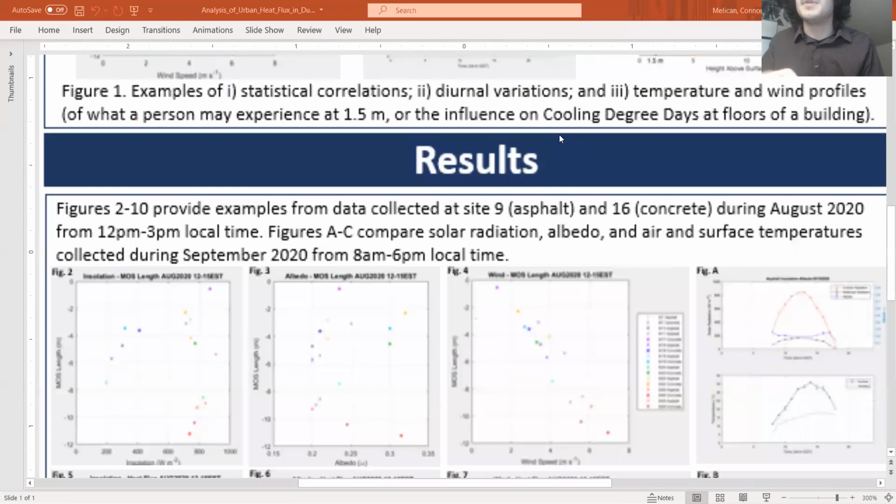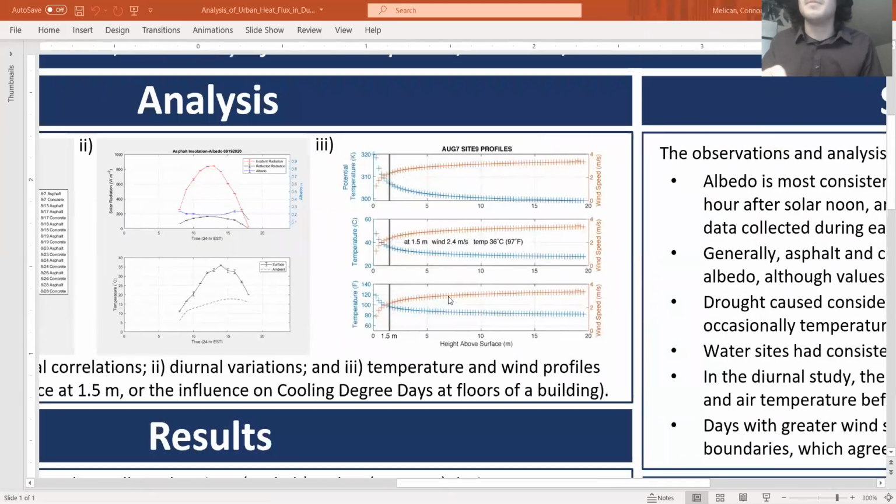To focus in on panel 3 of figure 1, this is just an example of the MATLAB generated wind and temperature profiles. This one's for August 7th at Hannaford's parking lot. It shows that the surface temperature was about 120 degrees Fahrenheit with 5-mile-an-hour winds. Just 5 feet above the ground, which is about the average height of a person, the air temp is about 97 degrees Fahrenheit, while the reported air temp for that day was 82 degrees Fahrenheit. So you can see a significant temperature difference here, which people could be exposed to.